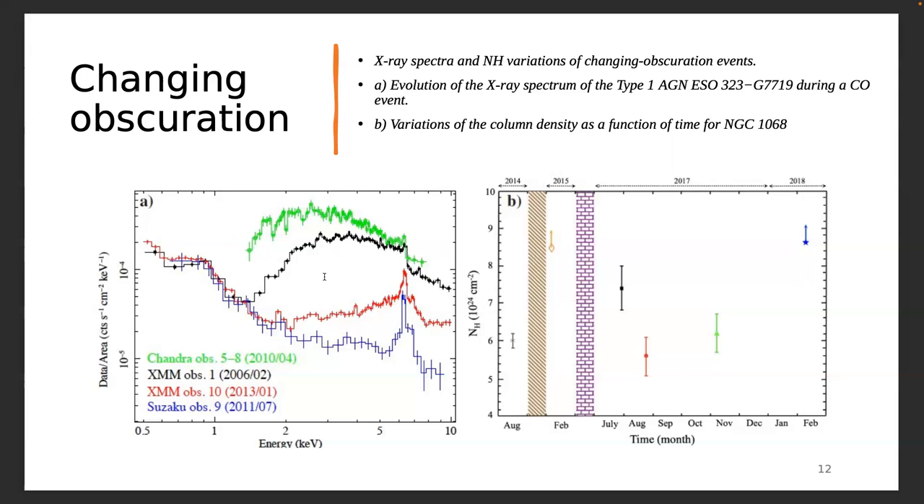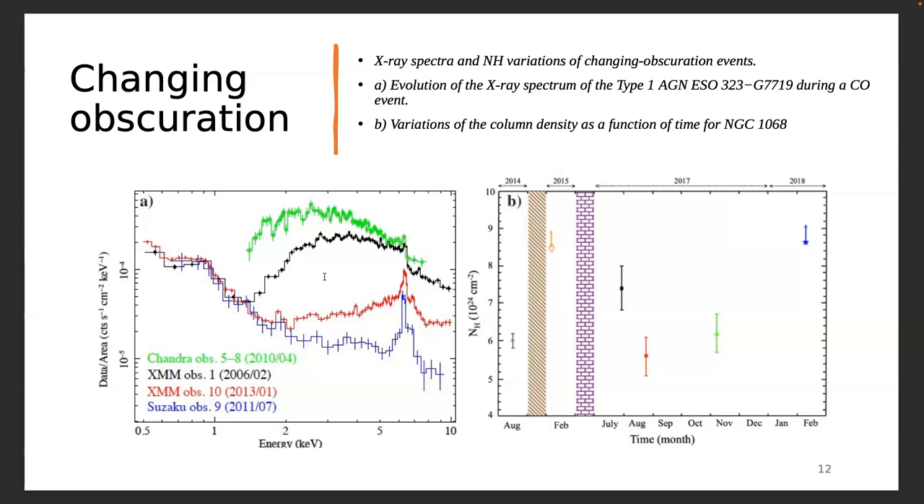This is an example of the column density, as you can see here, and it shows severe changes within years, or a month's time scale actually. No, this is NGC 1068, a different one. This is on a month's time scale, this is on a year's time scale, and this is on a month's time scale. And this is done using NuSTAR observations.